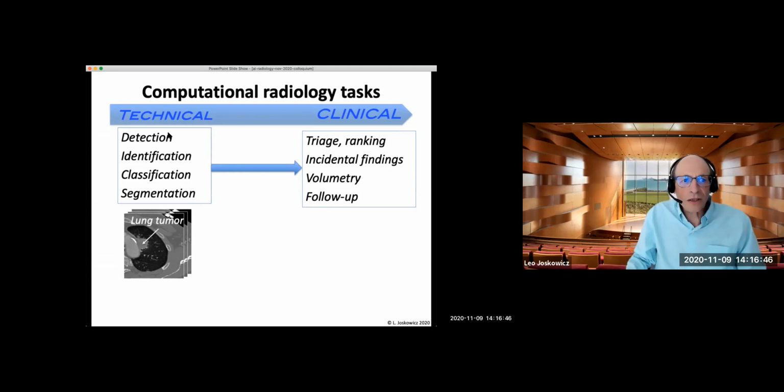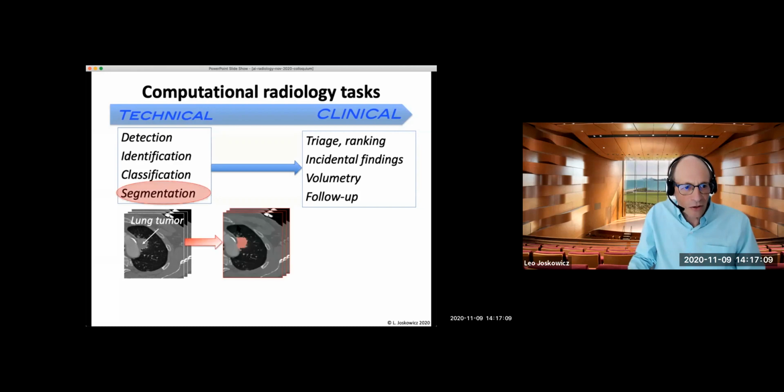Now, what are the technical tasks in terms of image processing? You can detect the area where the tumor is. You can identify it as a tumor and not, for example, as a cyst or as a bleeding. You can classify it, for example, as a malignant tumor or a benign tumor. And you are interested also in the volume. For example, you want the segmentation to understand exactly where the limits are. And if, for example, you have a scan from last year, you want to know if there was some progression. Now, all these technical tasks eventually translate into a clinical task.